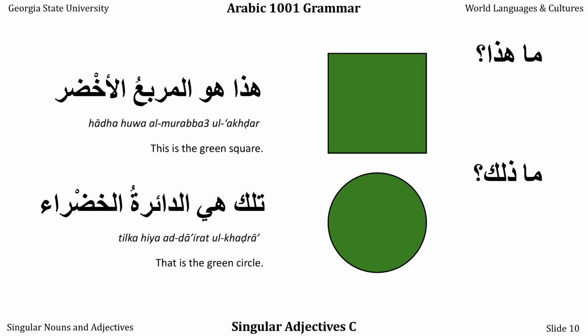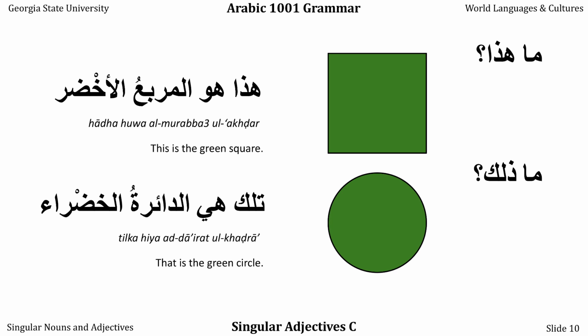So we can say, ma hadha, what's this? Hadha huwa al-murabba' al-akhdar. Akhdar is our color for green, and notice it has this strange pattern, an alif with a hamza, the first letter with sukun, the second letter, the third letter, al-akhdar. So it doesn't sound like kabir or saghir or any of the other adjectives we've learned. If we say ma dhalik when looking at the circle, we say tilka hiya ad-da'iratul khadra. That is the green circle.